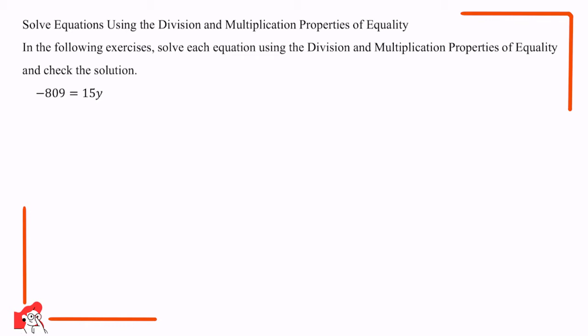Now let me explain this question to you. The question says that solve equations using division and multiplication properties of equality. In the following exercises, solve each equation using the division and multiplication properties of equality and check the solution. In this question, the equation we are solving is negative 809 equals 15y.